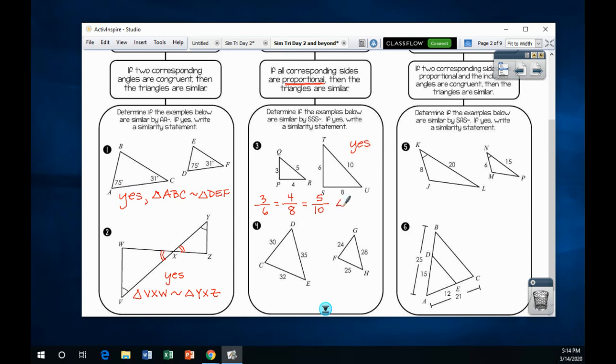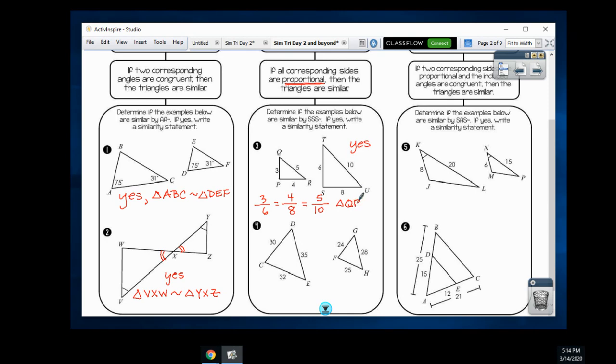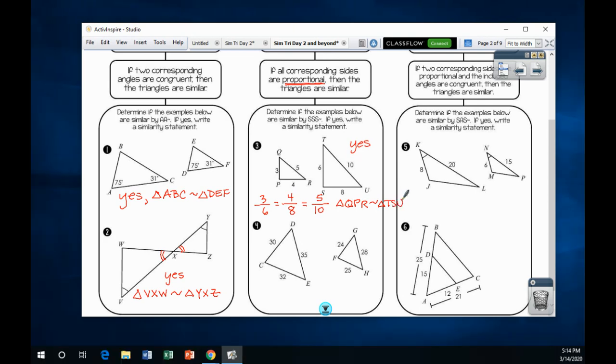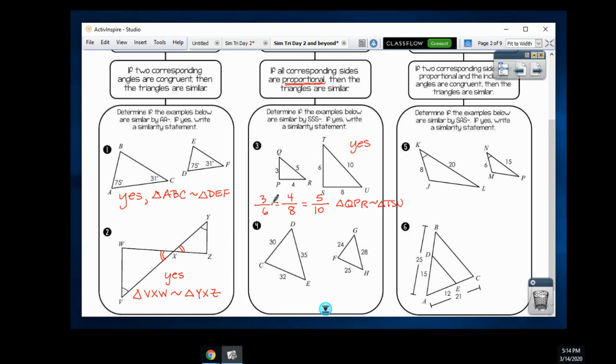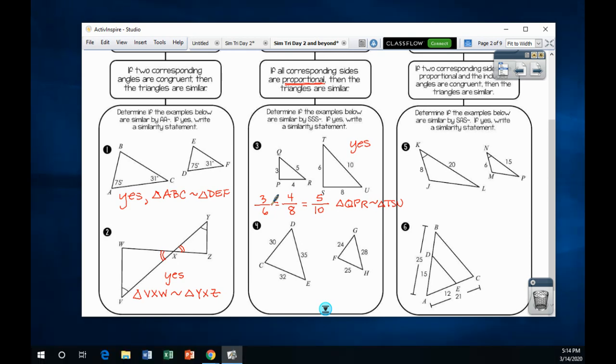And let's write, if we can squeeze our similarity statement in, triangle QPR is similar to triangle TSU. So those two would be similar. So again, you're taking the corresponding sides and you're comparing the ratio that's formed when you compare those sides.